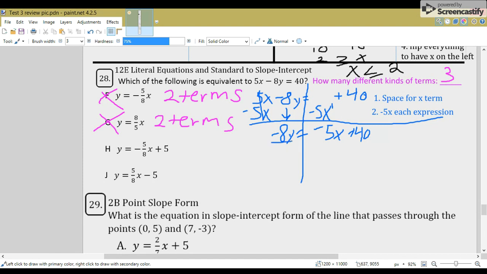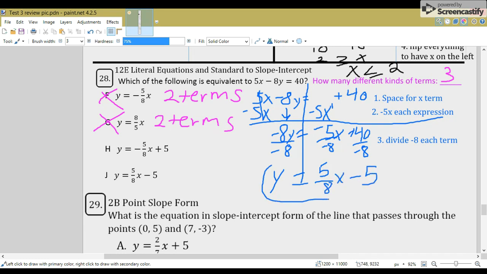The last step is to divide each term by negative 8. So negative 8y divided by negative 8 is 1y. 1y equals, the two negatives turn to a positive, 5/8 x minus 5. So that is your answer.